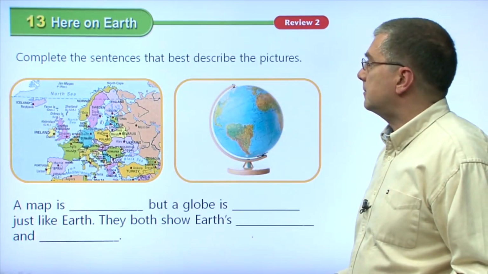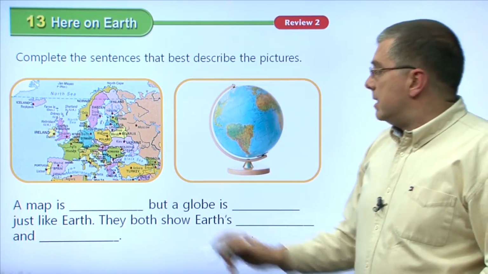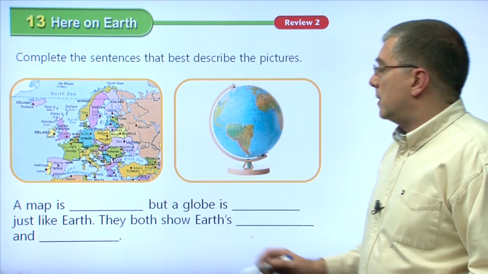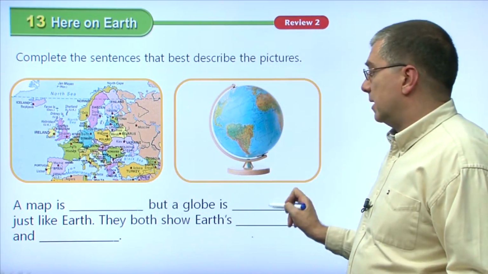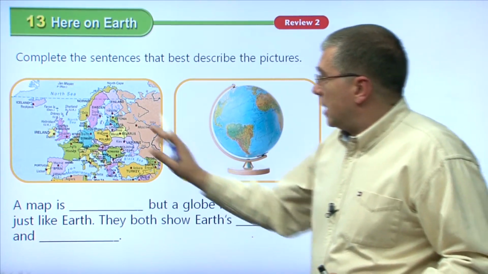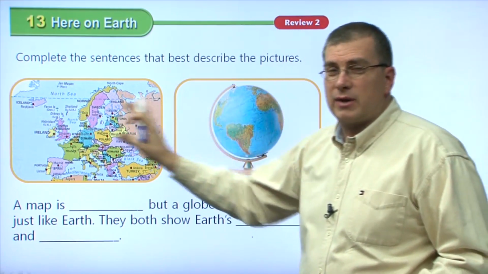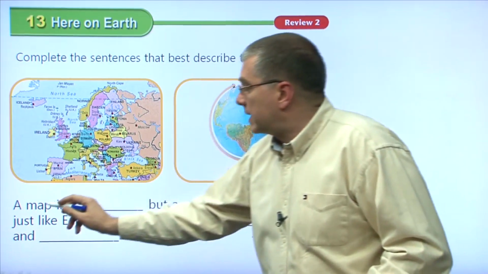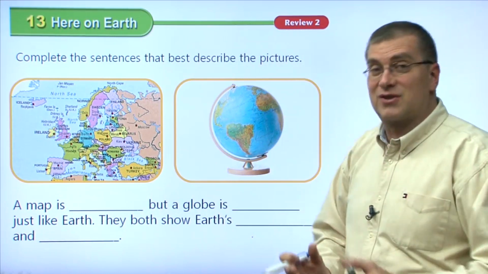Okay. Let's complete the sentences that best describe the pictures. These sentences describe these pictures. Let's take a look at them. So we have a map is what? But a globe is, just like Earth. So what we're doing here, we can see that we're comparing a map and a globe. We're comparing them. How are they different? How are they the same? In this case, we say a map is what? But a globe is this way, just like the earth.